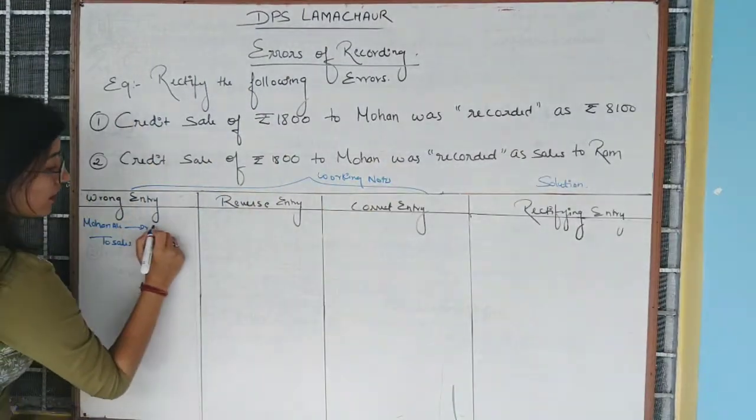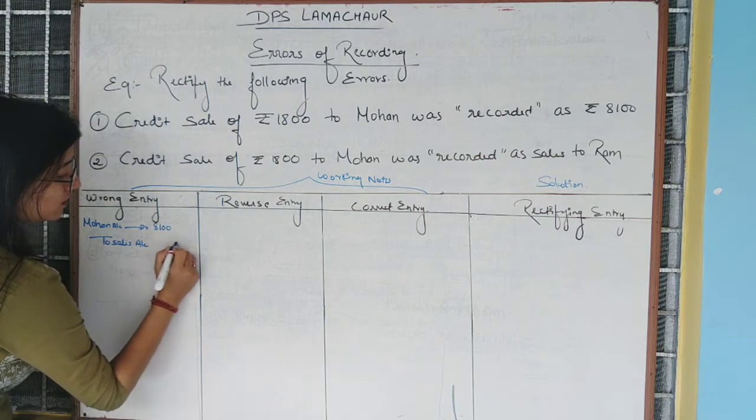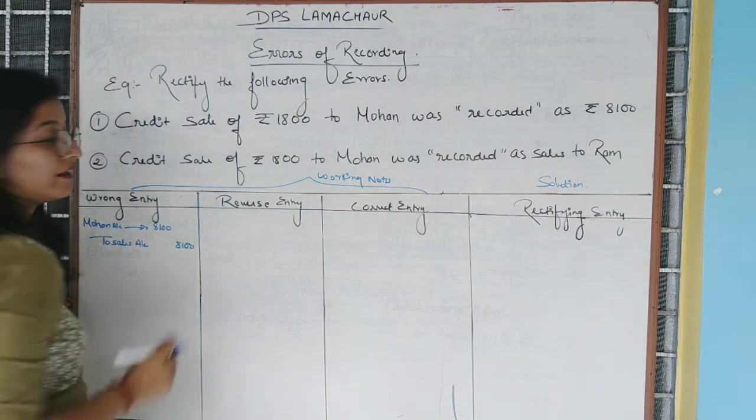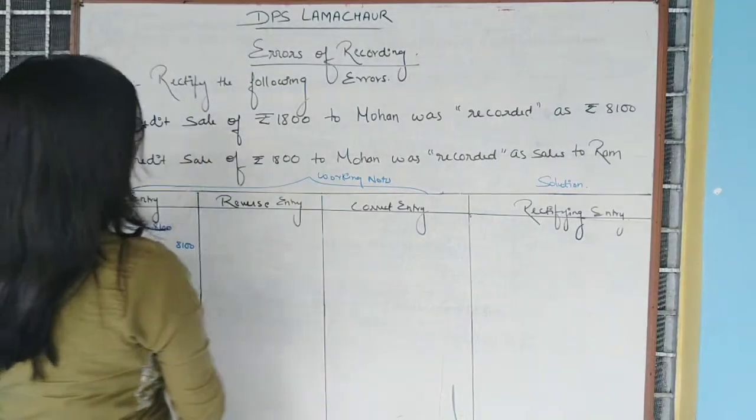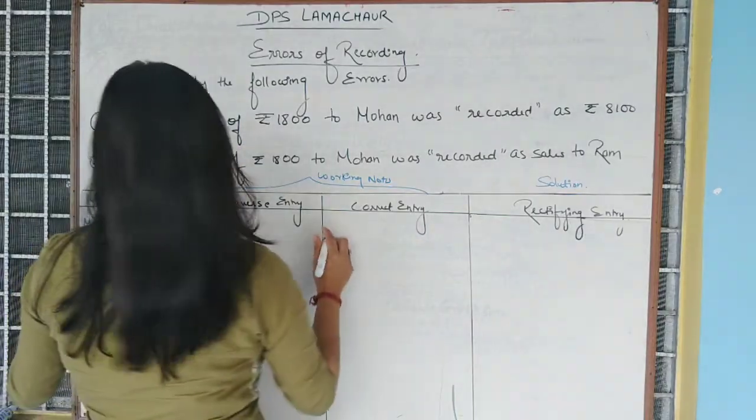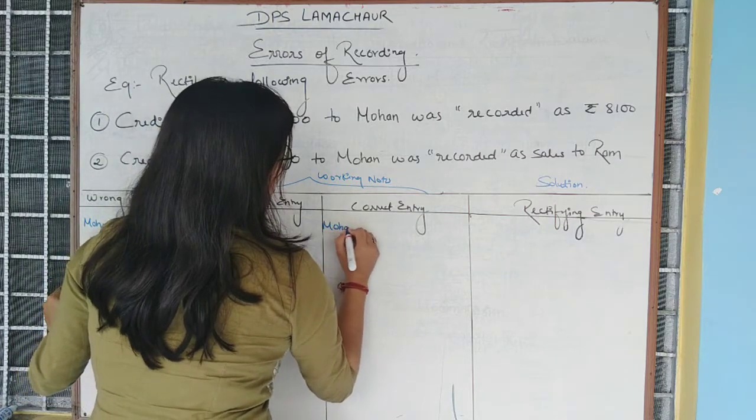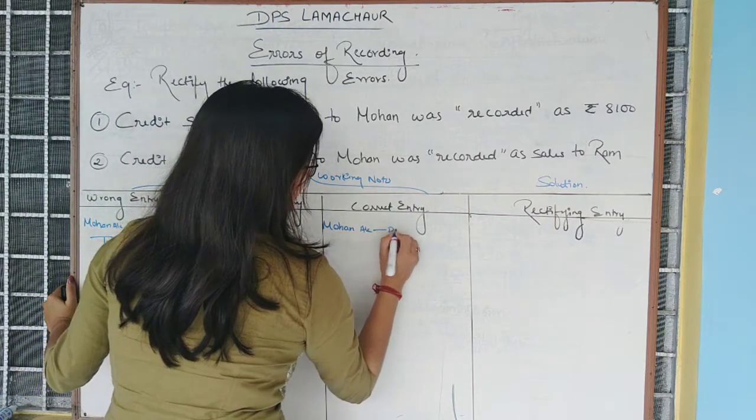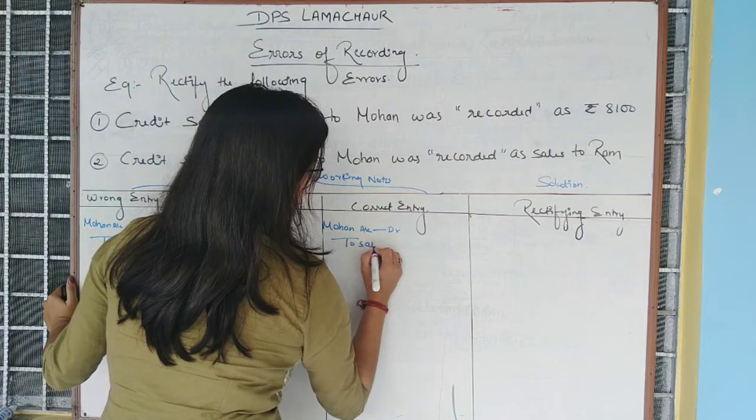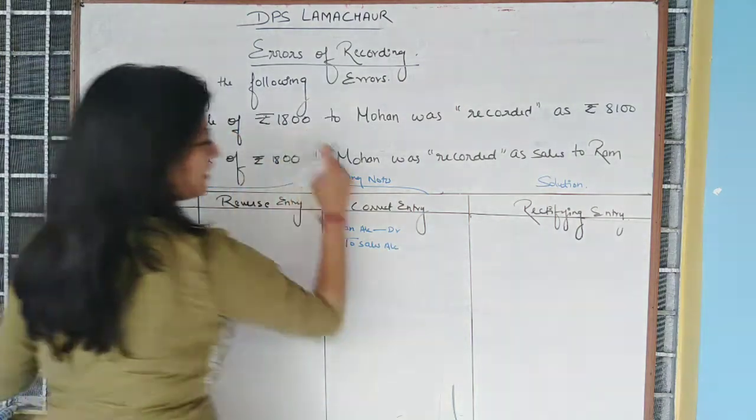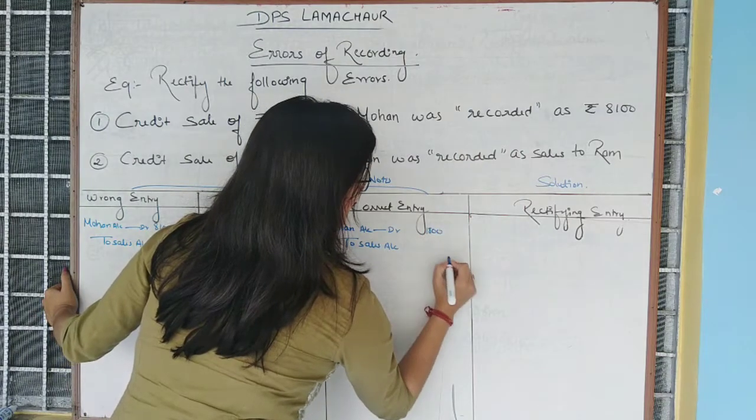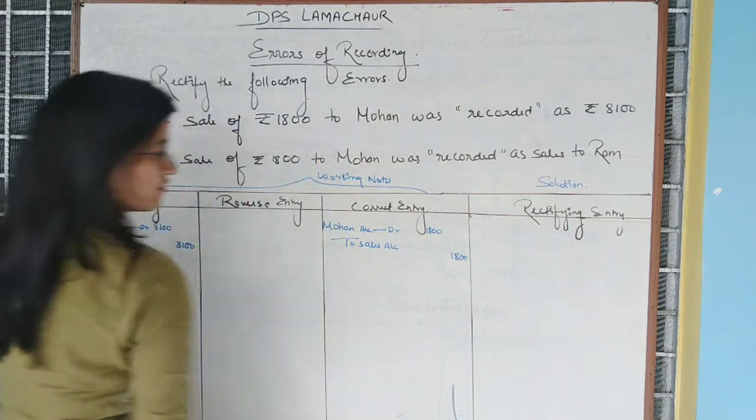So in a wrong entry we will write the amount 8100. Next we will write correct entry. The correct entry for this transaction will be Mohan account debit to sales account, and the right amount was 1800. So we will write 1800 in the correct entry.